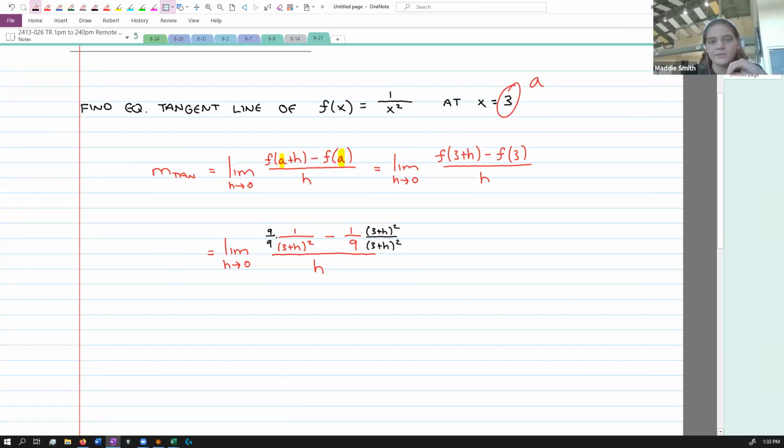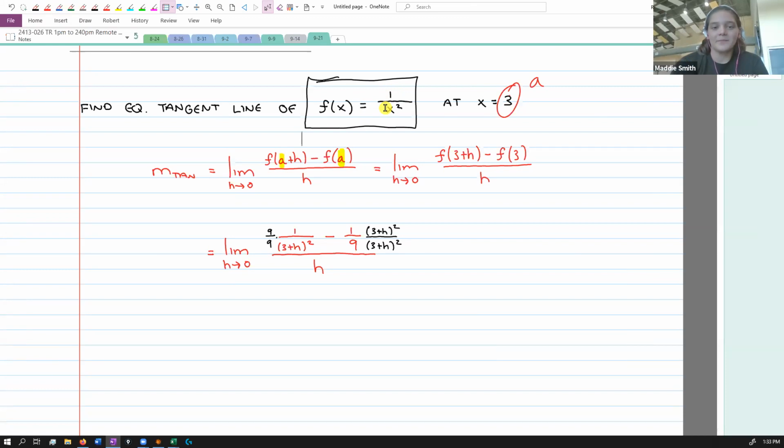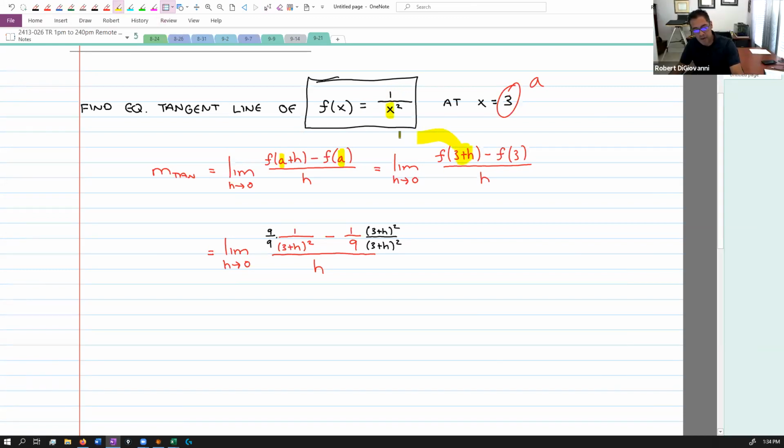I have a question. How did you go from f of 3 plus h to 1 over (3 plus h) squared? This is the function, right? This is the function we're talking about. Yeah, so this is for this specific function. If I change the function, f of 3 plus h is something different, right? Gotcha. Okay. Everyone clear on that? Taking 3 plus h, plugging in right there for x.